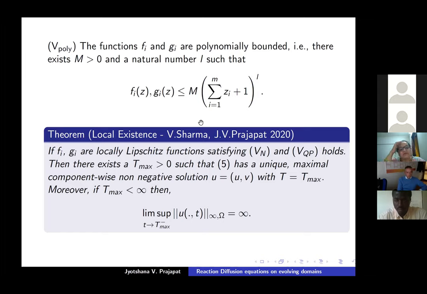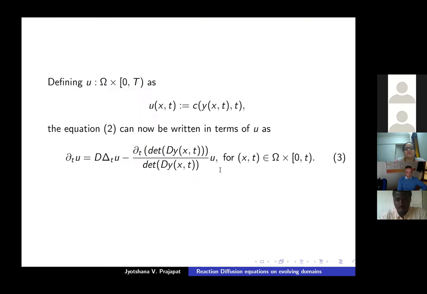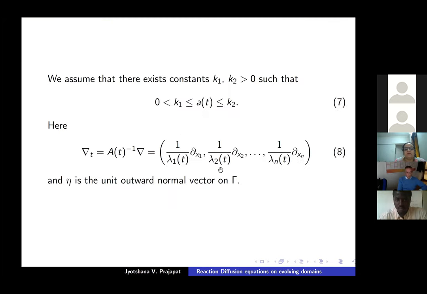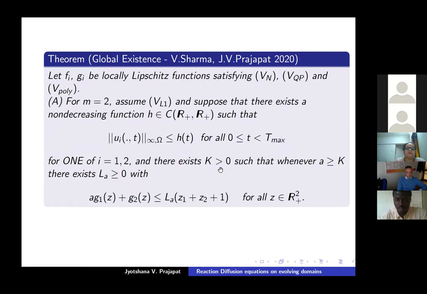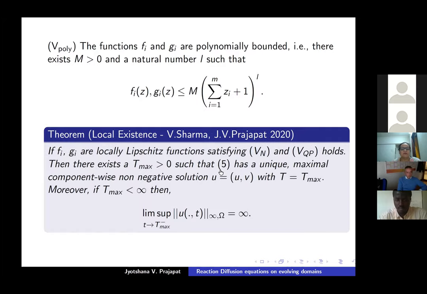So I will state the first result, which talks about local existence. Here, if we have the functions f_i and g_i are locally Lipschitz and satisfy V_n, that is the Neumann boundary condition, and this is quasi-positive, okay? Then one can find T_max strictly greater than zero such that this system has a unique maximal component-wise non-negative solution.